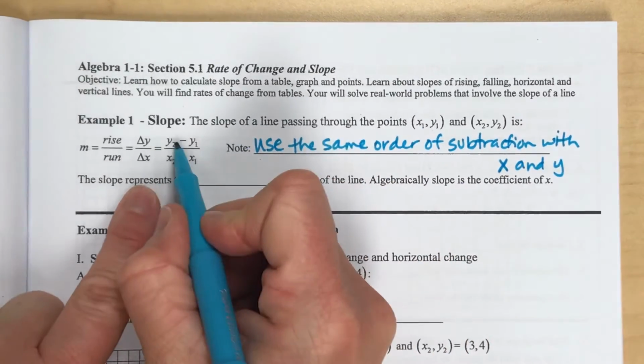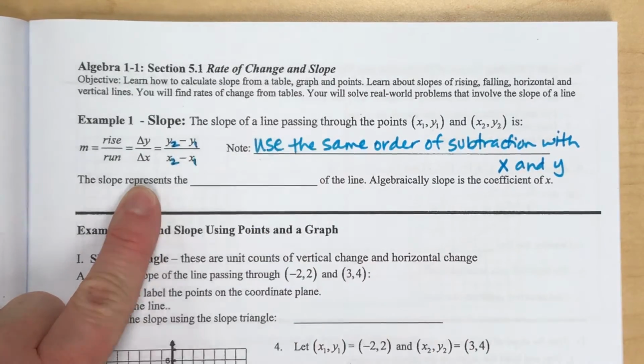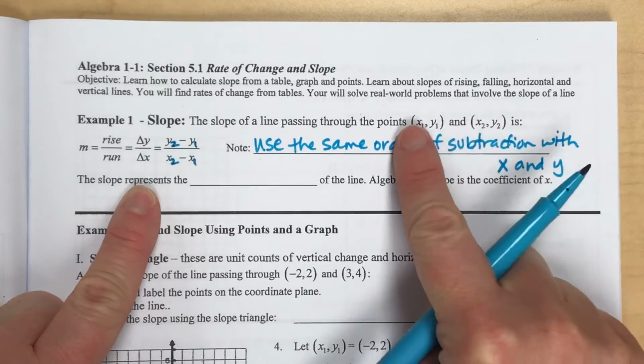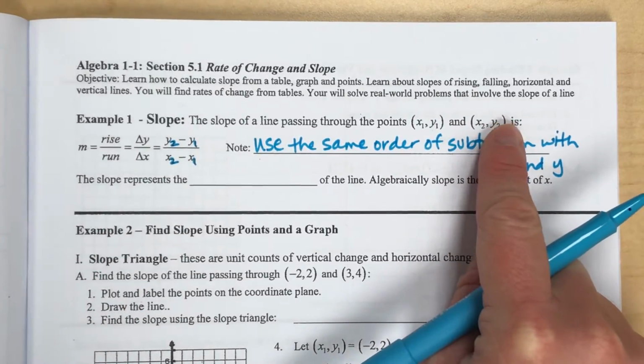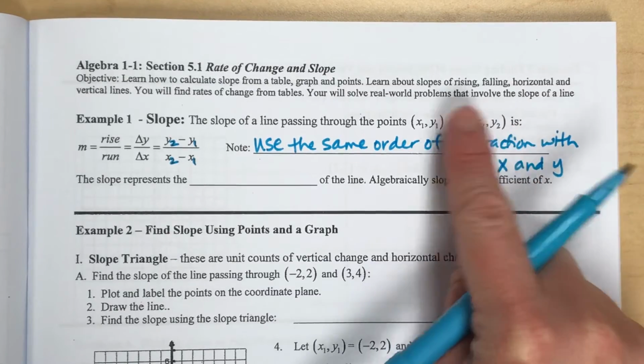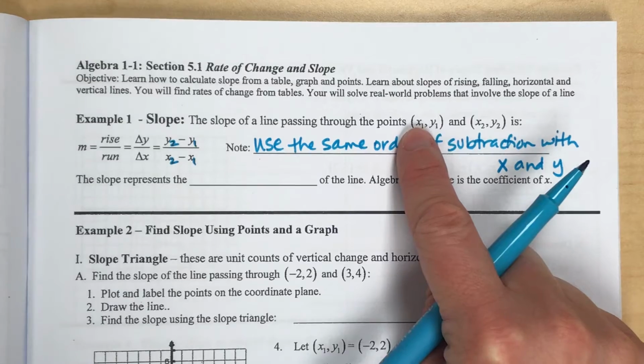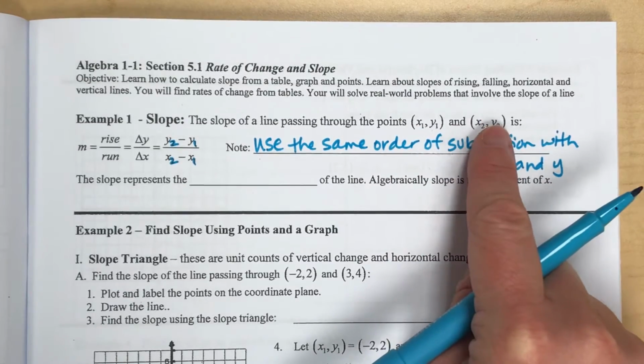So notice how on the top it's the second minus the first, and on the bottom it's the second minus the first. Well, you technically could pick which point you call point 1 and which point you call point 2. But if you take this y minus this y, then you have to take this x minus this x next. So the order has to be the same for your points.